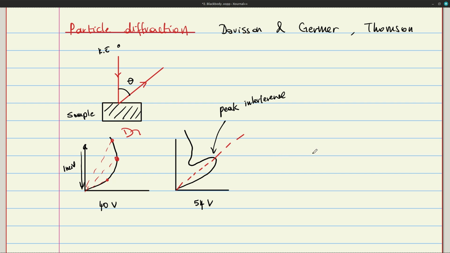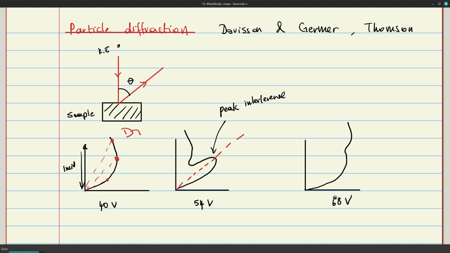And if you increase the energy even more, you have, again, something like that. I think it's coming like that and something like that. There's again this peak, but it is not as dominant. And this one is, for example, 68 volts. Good?